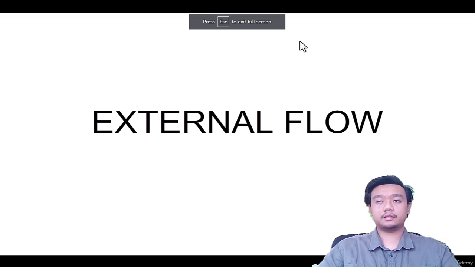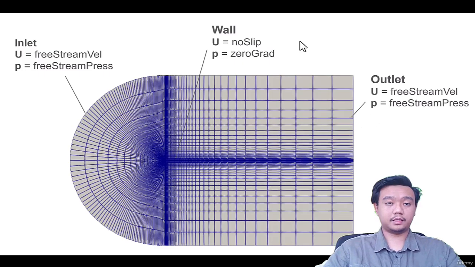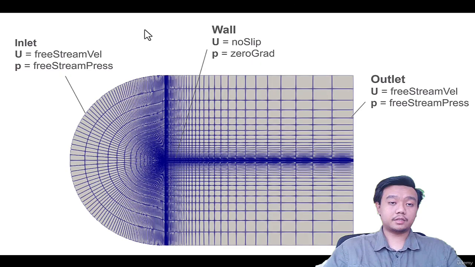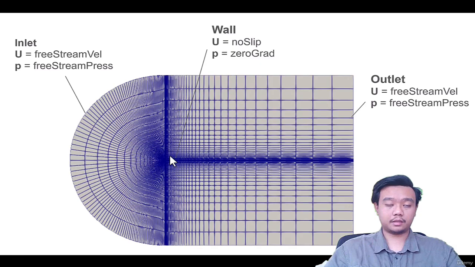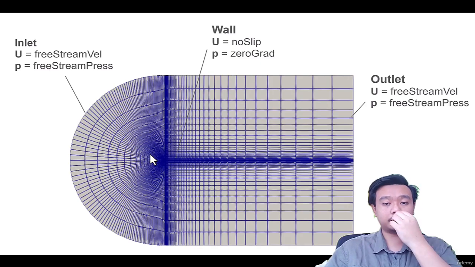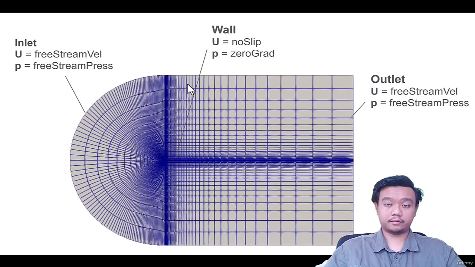Previously we already discussed the internal flow, and the main difference between internal flow and external flow is the boundary conditions. If we have walls around the flow, it is considered internal flow. But if we have a free stream, with an inlet and outlets, and the object, which is the wall inside the boundary, it's called the external flow.